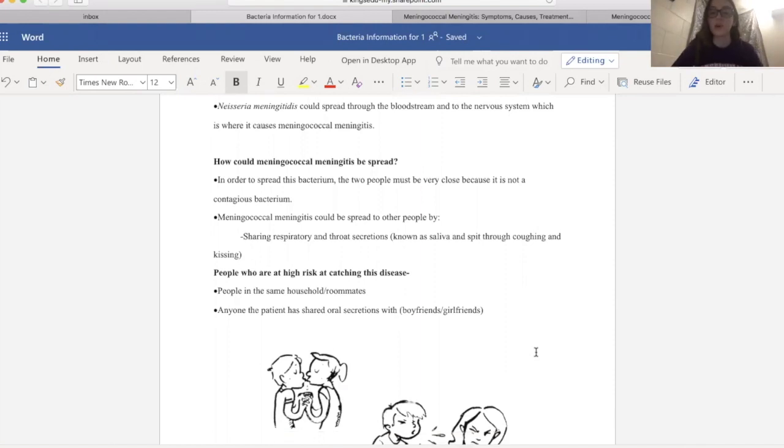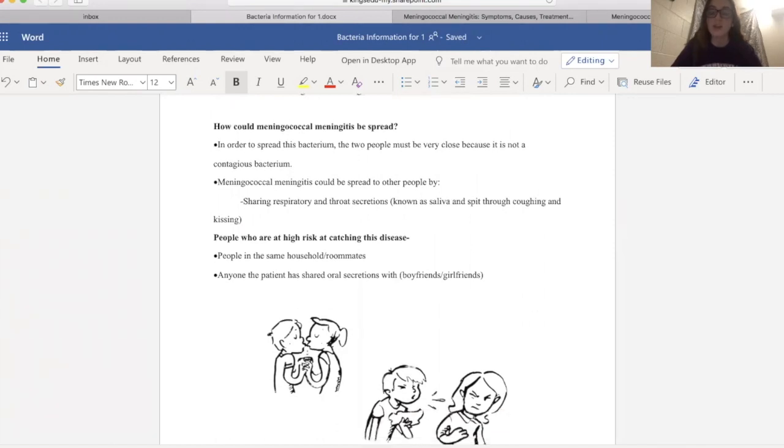So how could meningococcal meningitis be spread? In order to spread this bacterium, 2 people must be very close. This is because it's not a highly contagious bacterium. It's not like the flu where the germs can be spread very quickly. It's very different. Meningococcal meningitis could be spread to other people by sharing respiratory and throat secretions. This is also known as saliva and spit. And this could be shared through coughing and kissing.